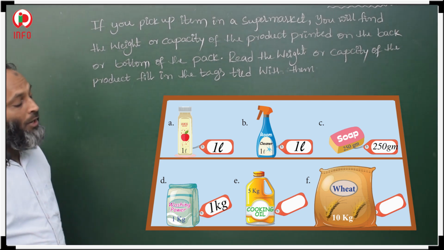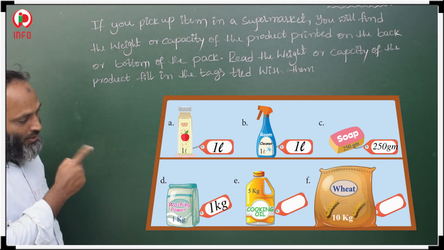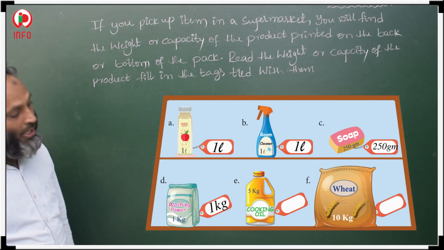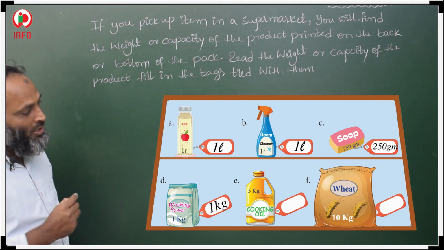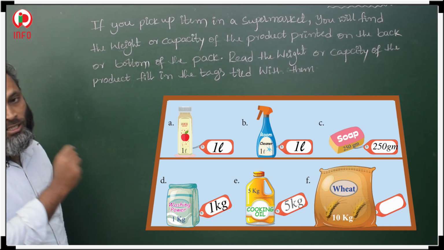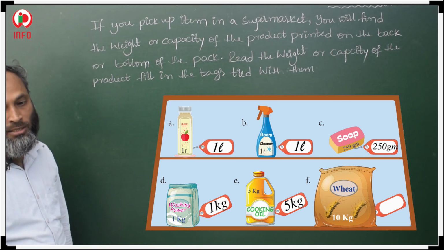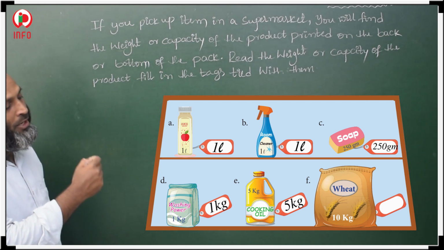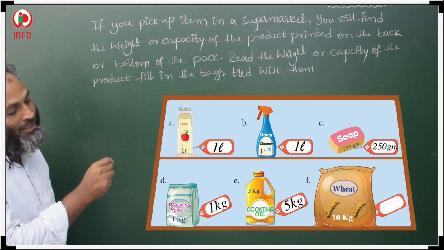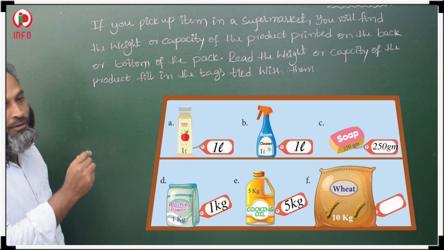Now after that, the next product is cooking oil. On the cooking oil, 5 kg is written on the top. So on the tag we should write 5 kg, the weight of that cooking oil. Next, wheat. What is the weight? On the bottom it is given 10 kg. So 10 kg wheat is there, and on the tag we should write 10 kg.